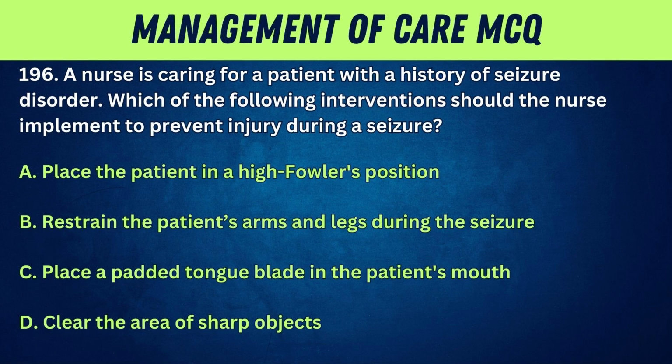196. A nurse is caring for a patient with a history of seizure disorder. Which of the following interventions should the nurse implement to prevent injury during a seizure? A. Place the patient in a high Fowler's position. B. Restrain the patient's arms and legs during the seizure. C. Place a padded tongue blade in the patient's mouth. D. Clear the area of sharp objects.